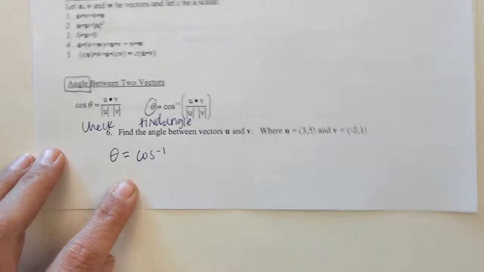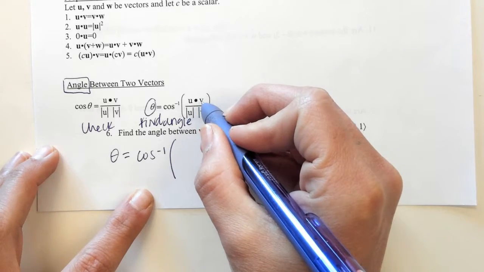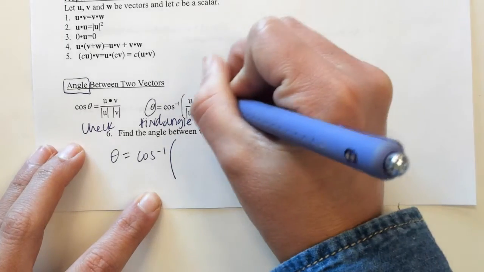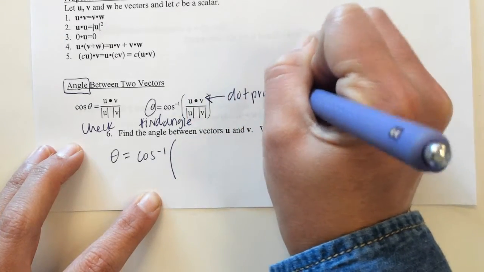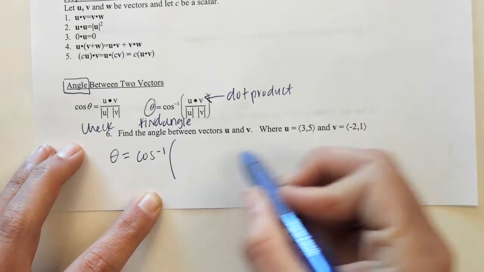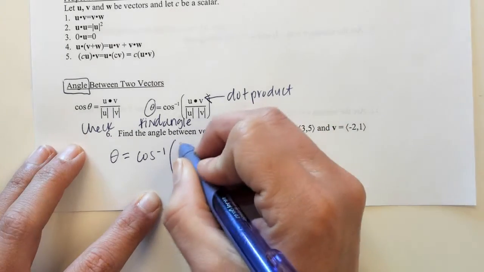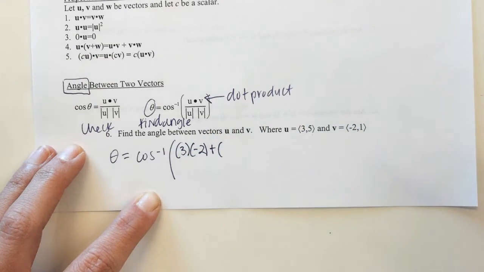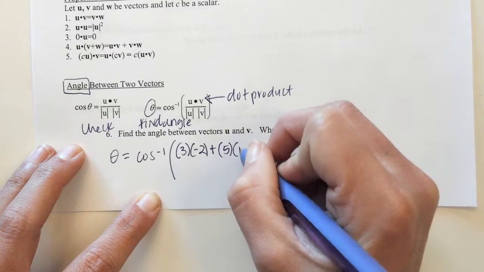Alright, this right here, U times V, this is the same thing as the what? Dot product, what we just found. This means the dot product. So let's go ahead and find that. The dot product of u times v is going to be 3 times what number? -2. Good. 3 times -2 plus what? 5. 5 times -1. Oh, 1. Good.